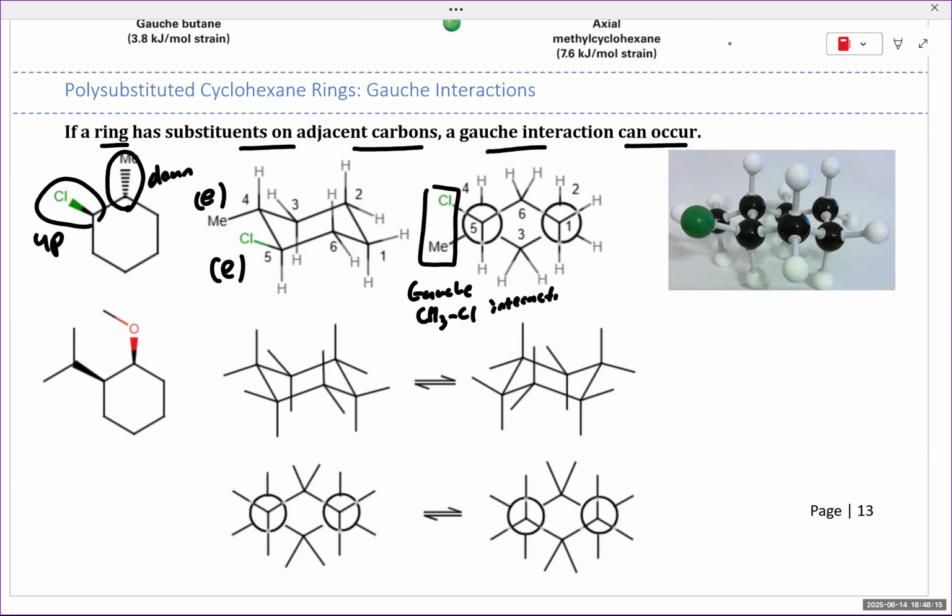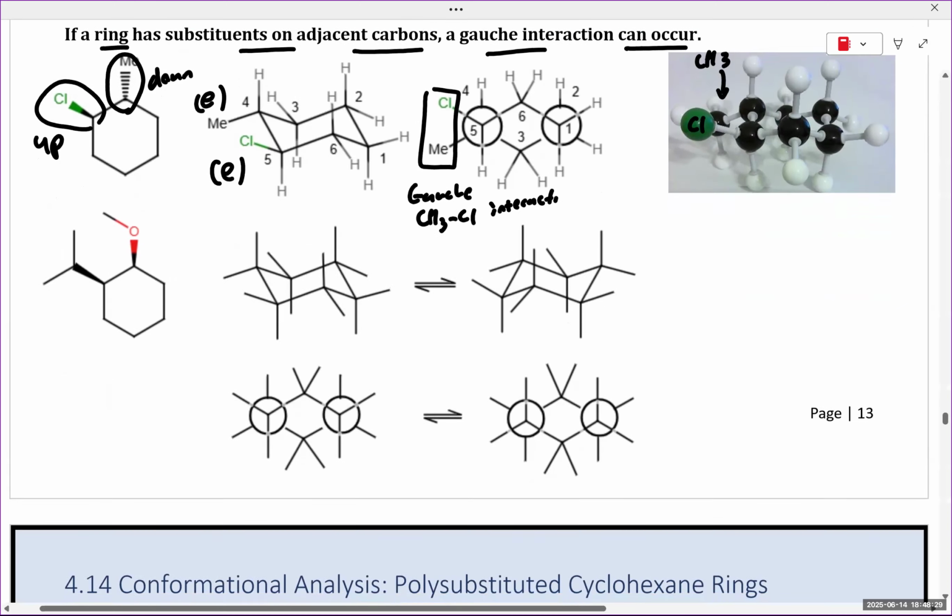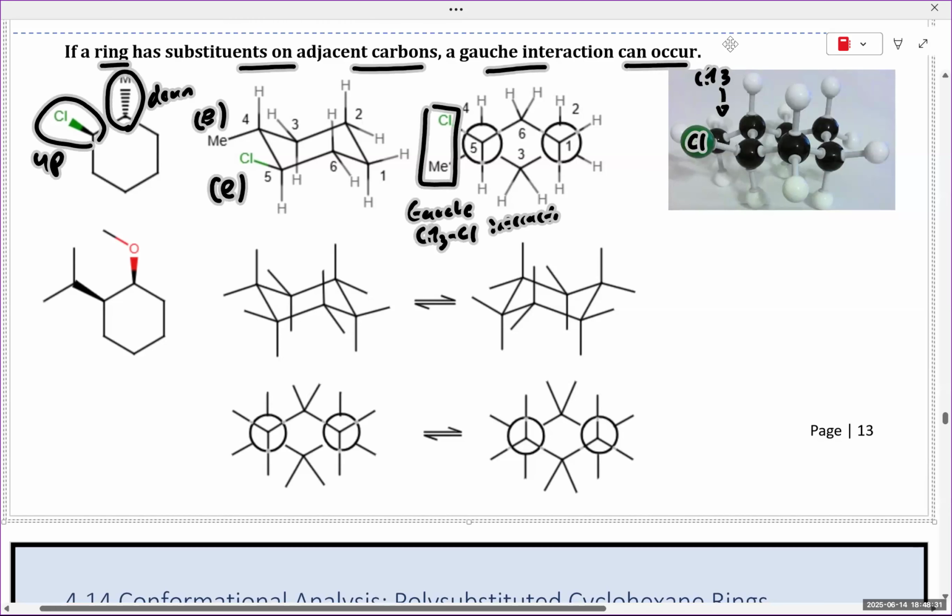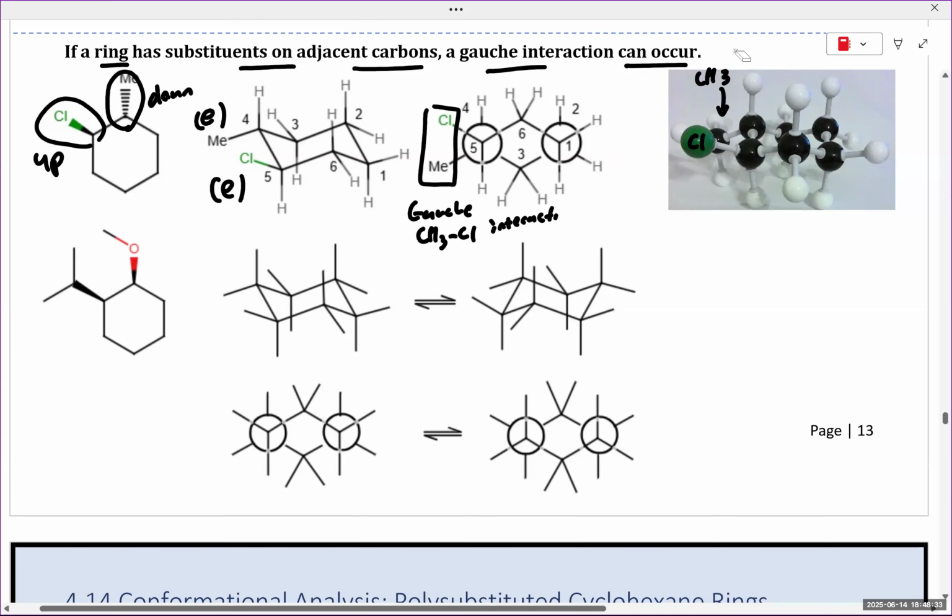As you can see in this model here, we have the chlorine and the methyl group gauche to one another, and they're able to bump into each other in 3D space. Let's take what we've learned and take a look at the following molecule, and let's identify any Gauche interactions present, as well as any 1,3 diaxial interactions present.